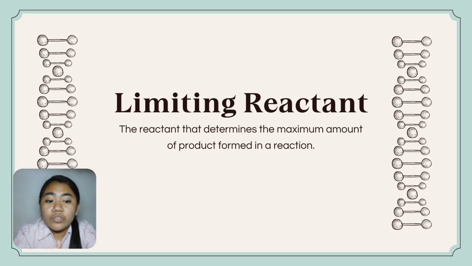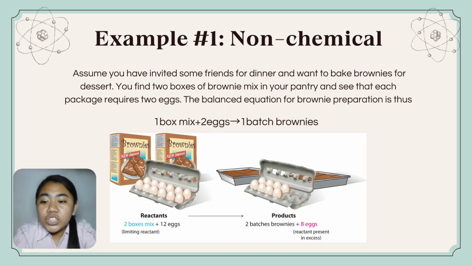So, for our first example, assume that you have invited some friends over for dinner and want to bake brownies for dessert. You find 2 boxes of brownie mix in your pantry and see that each package requires 2 eggs. The balanced equation for brownie preparation is thus 1 box mix plus 2 eggs equals a batch of brownies.